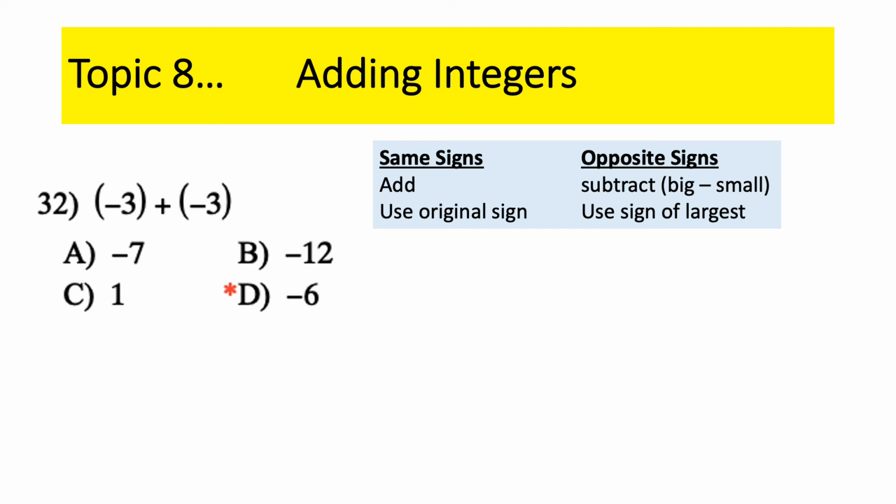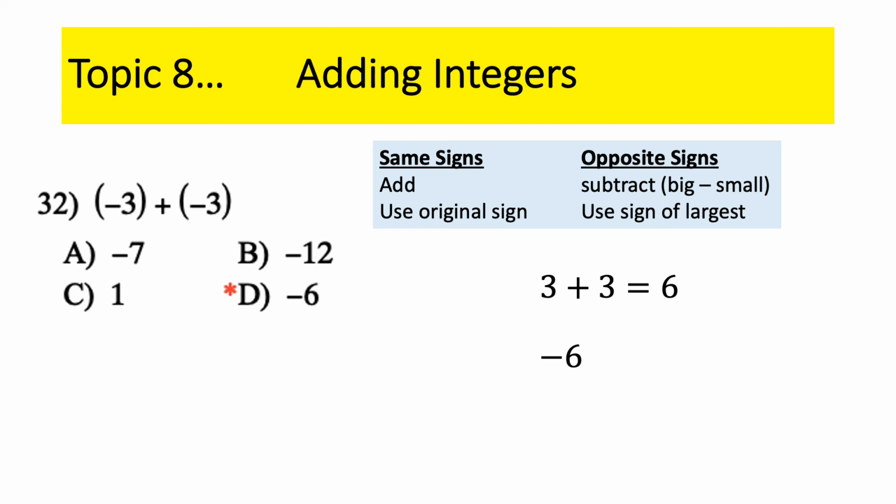Once again, I'm adding. How do I know I'm adding? Look at the plus there. I'm adding. What am I adding? Same or opposite signs? A negative 3 and a negative 3. I'm adding two negatives. It says add the two numbers. So I'm going to add the two numbers. 3 plus 3 is 6. But I must use the original sign. I'm not originally adding positives. I'm adding negatives. Therefore, the answer is negative 6.